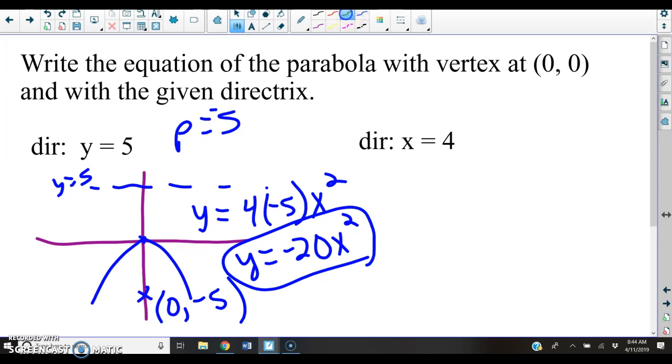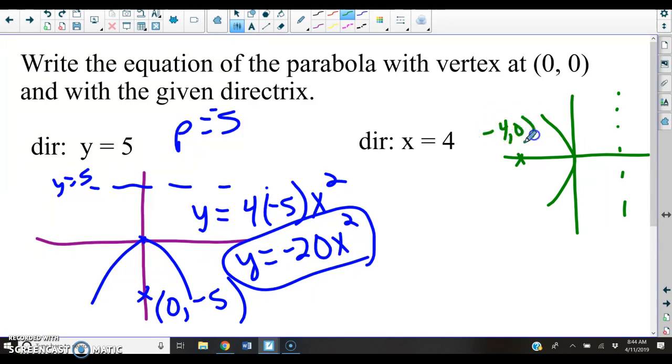Okay. This next one, directrix x equals 4. Okay, so get myself a picture. My directrix will be over here. My vertex is still at 0, 0. My focus is going to be at negative 4, 0. So my value of P is negative 4, because again, it's opening left. Left and down, you'd have negative. Right and up is positive for the focus.